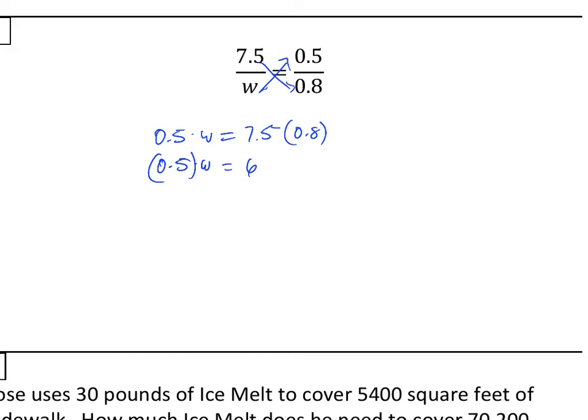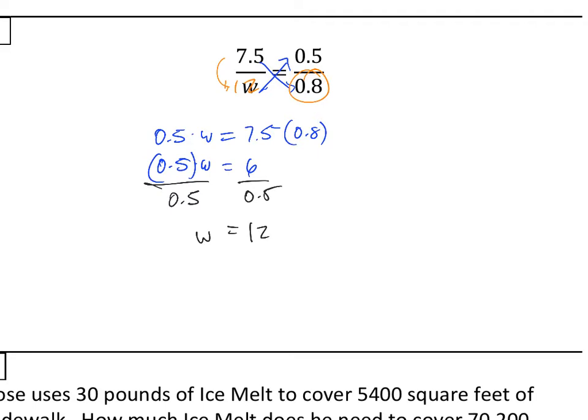So then our next step, we're going to divide both sides by 0.5, which means W equals 12. Now, if we look, that kind of makes sense. Because if we put a 12 in here, we look, 0.5 is less than 0.8, 7.5 is less than 12.